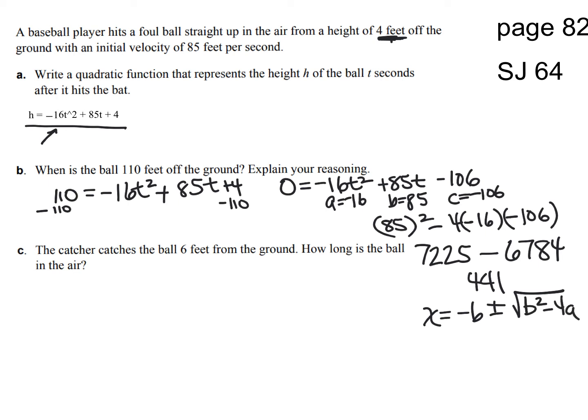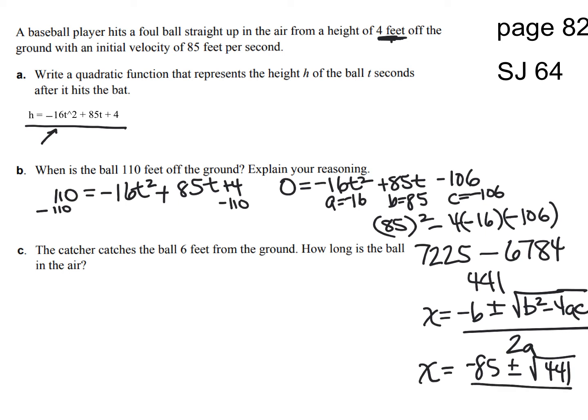Negative b plus or minus the square root of b squared minus 4ac, all over 2a. So x is going to equal negative 85 plus or minus the square root of 441. Oh, and I forgot to mention, 441 is a perfect square. I think it's 21, but I'll check myself. Yes. So that's a perfect square, which means I'm going to have two solutions, but we'll look at those solutions here in just a second.